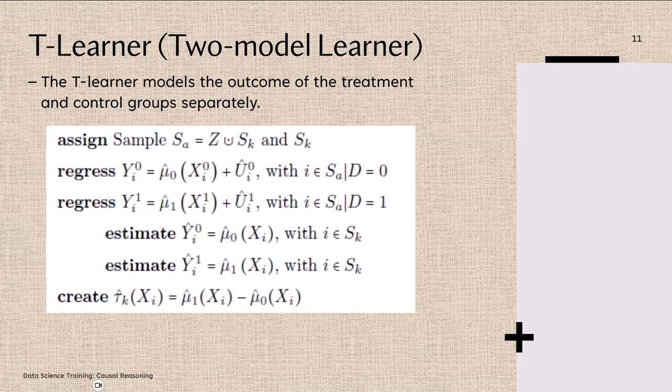In the next step, you fit a supervised machine learning model just to those that are treated, to predict treated outcomes. Then you estimate the potential outcomes for the entire sample if not treated, given covariates, and then you estimate the potential outcomes for the entire sample if treated, given covariates. And then you obtain the conditional average treatment effect, which is the difference between the potential outcomes if treated and potential outcomes if not treated, given covariates.